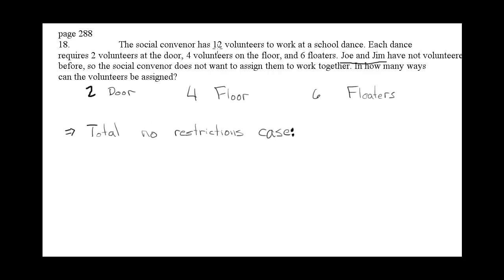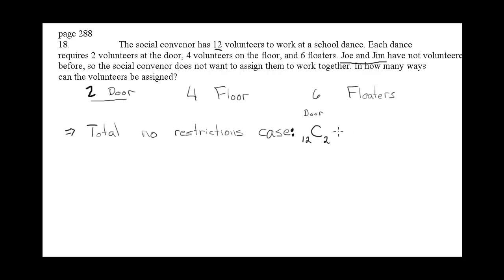So the first thing to recognize, there's 12 people to choose from, and let's do this first. We'll put 2 people on the door. So you have 12 people to choose from, and you're choosing 2 of them. You're putting 2 of them on the door. So this is the door.